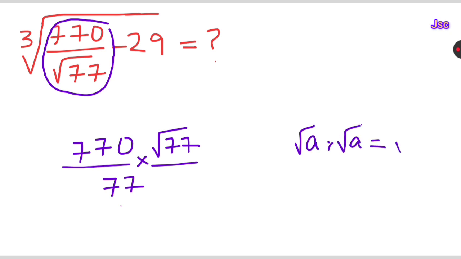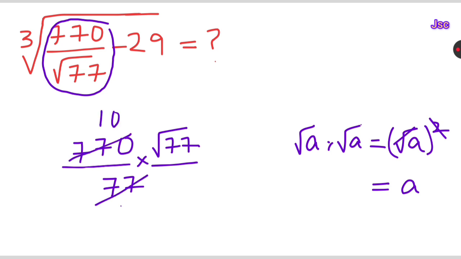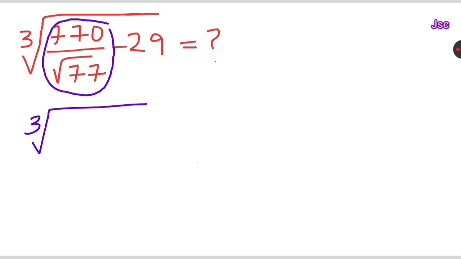So we can write this as square root of a whole raised to power of 2. This square and square root get cancelled, so we are left with only a. Similarly, square root of 77 times square root of 77, we will get only 77. Cancelling this, we will get only 10 times root 77. So let's write that: cube root of 10 times root 77 minus 29.